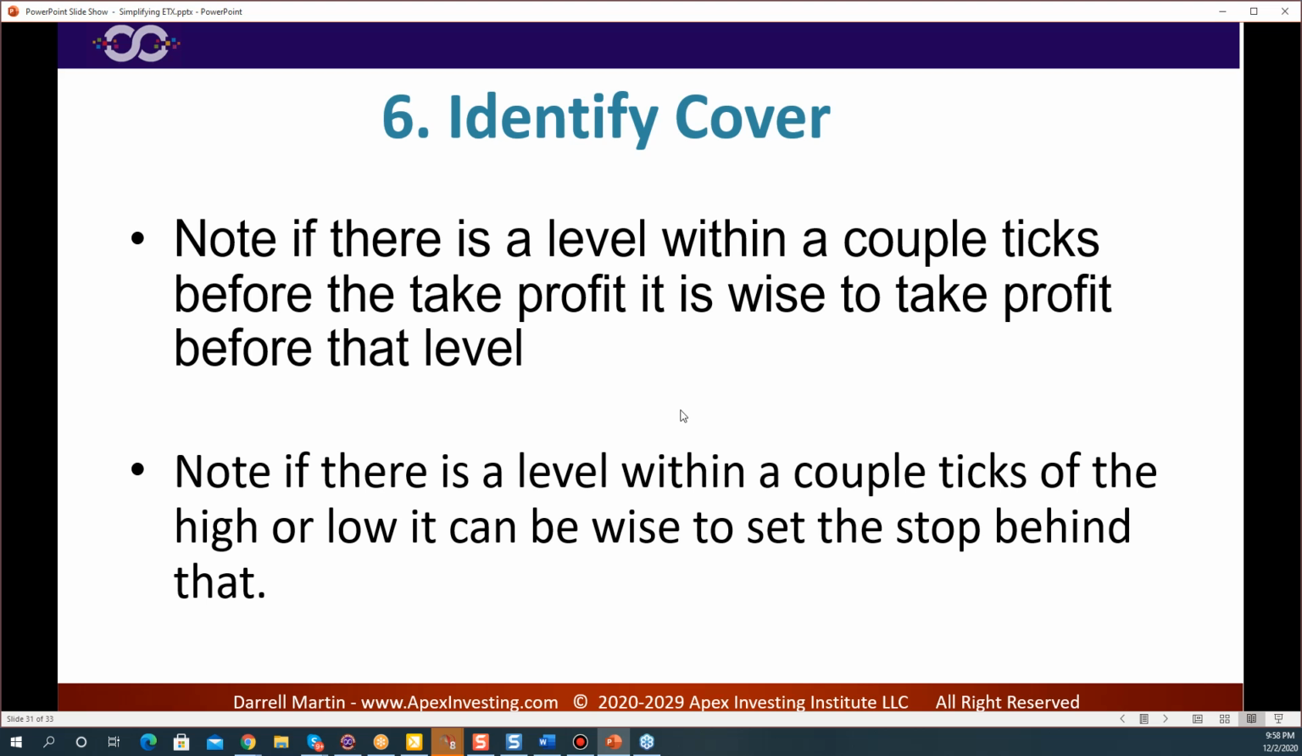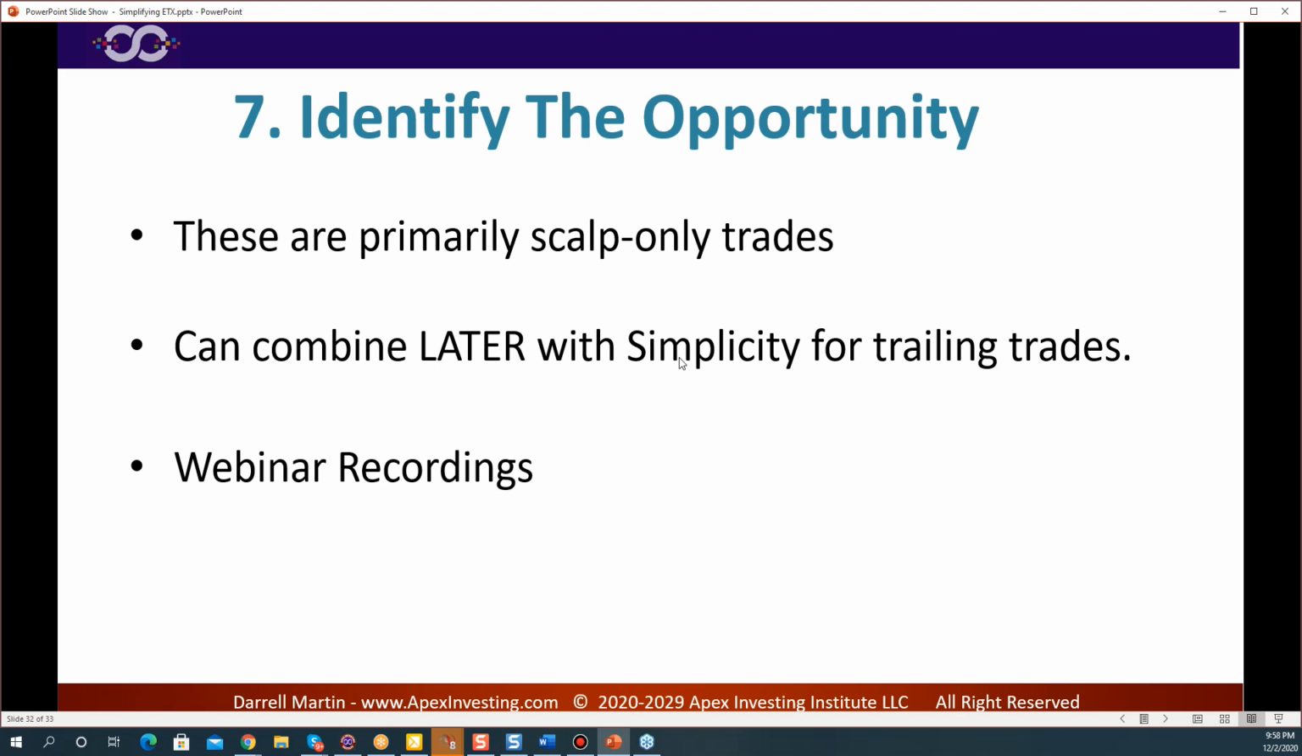And as always, if there's something in the way, a tick or two between you and your profit, get out early. Focus on scalps, combine it later with simplicity for some trailing trades.